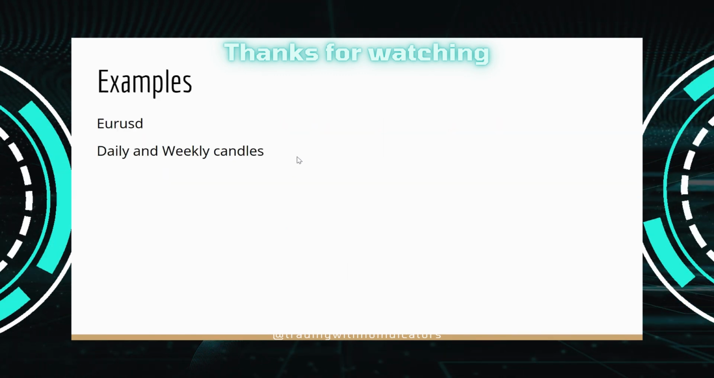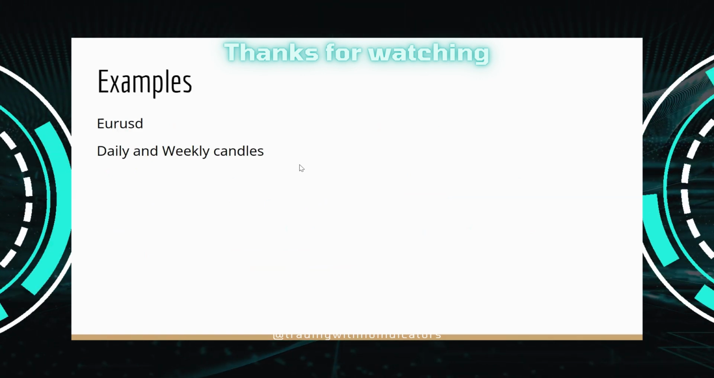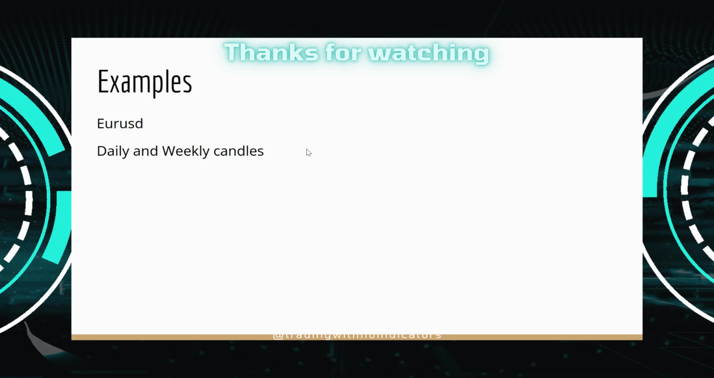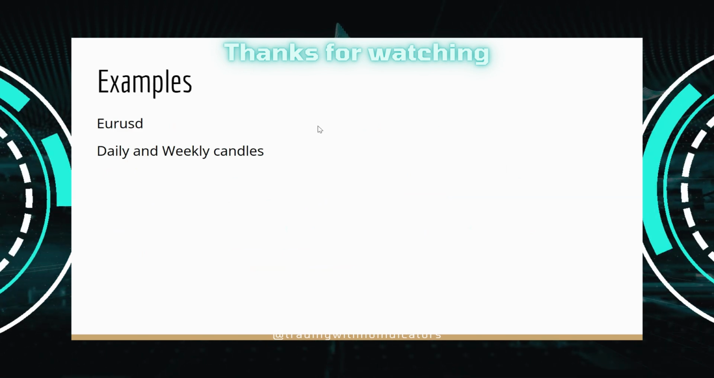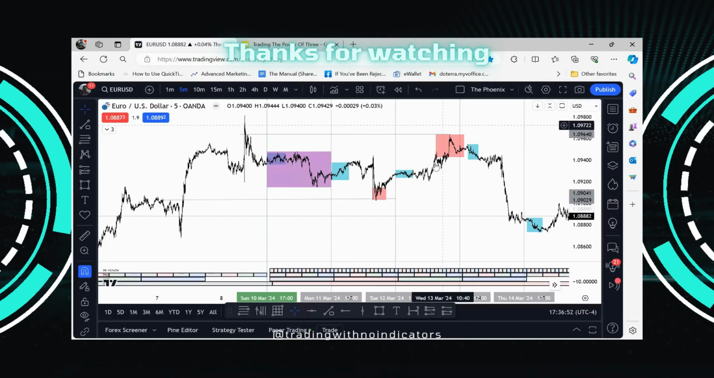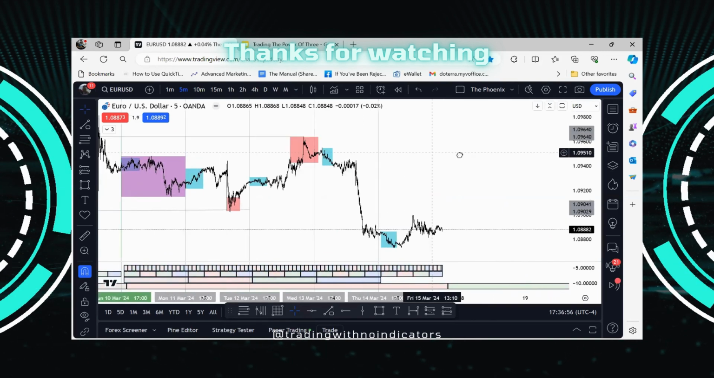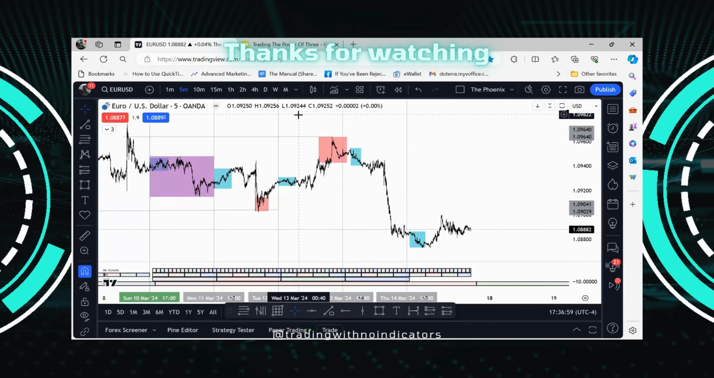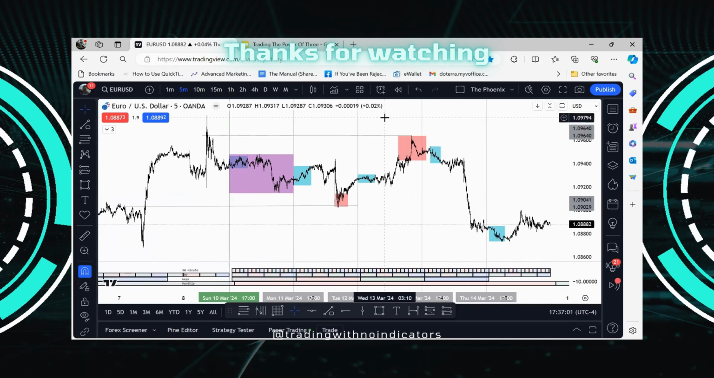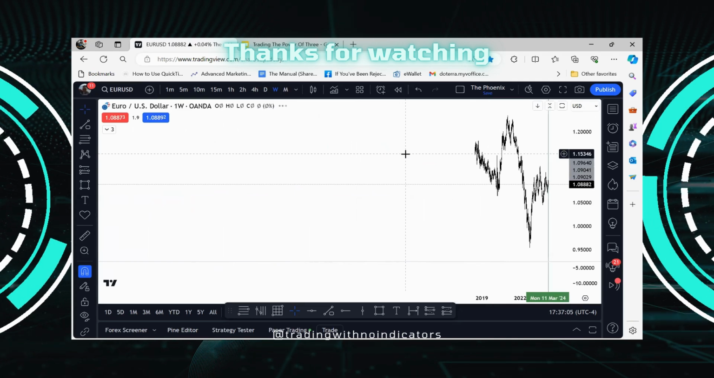So I'll go to the charts to show you some examples. I'll be showing you some daily formations and weekly candle formations on the Euro USD. Okay, so I went ahead and drew up the chart just to save some time. All right, so let me start here, weekly.